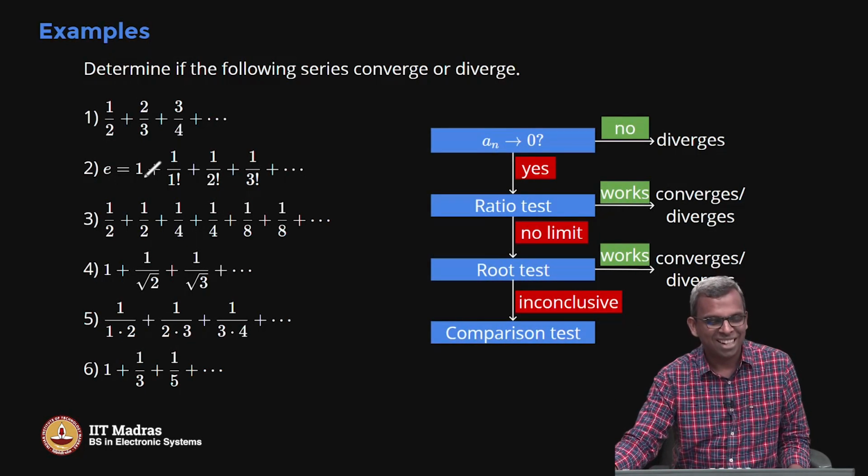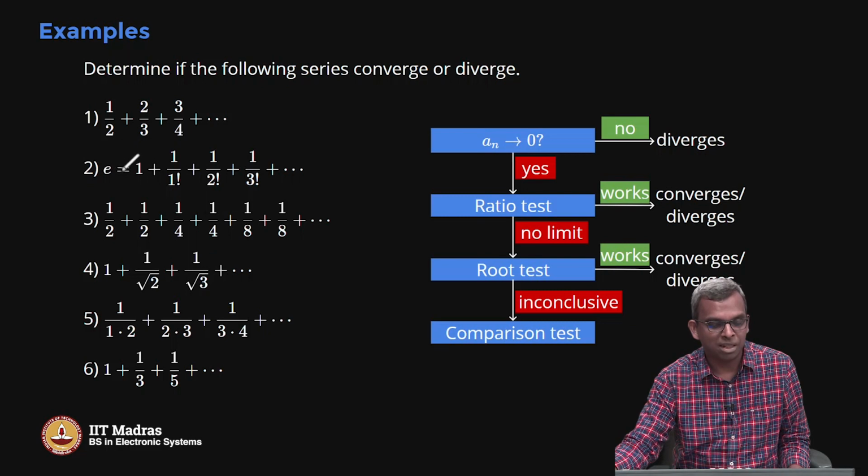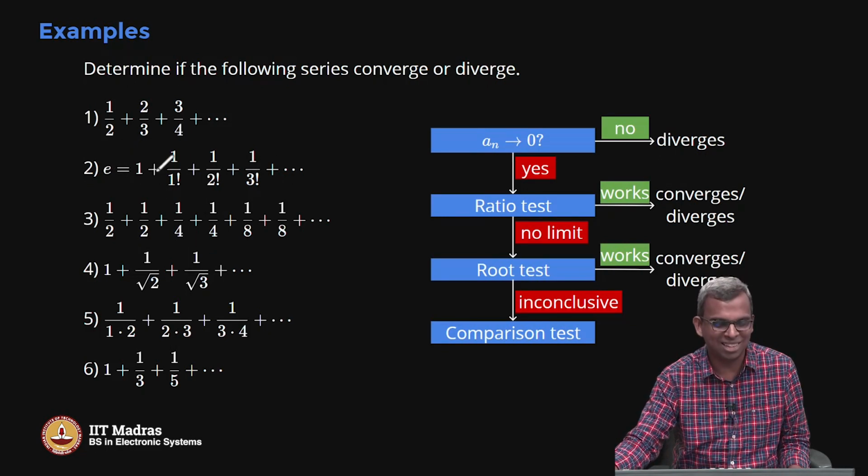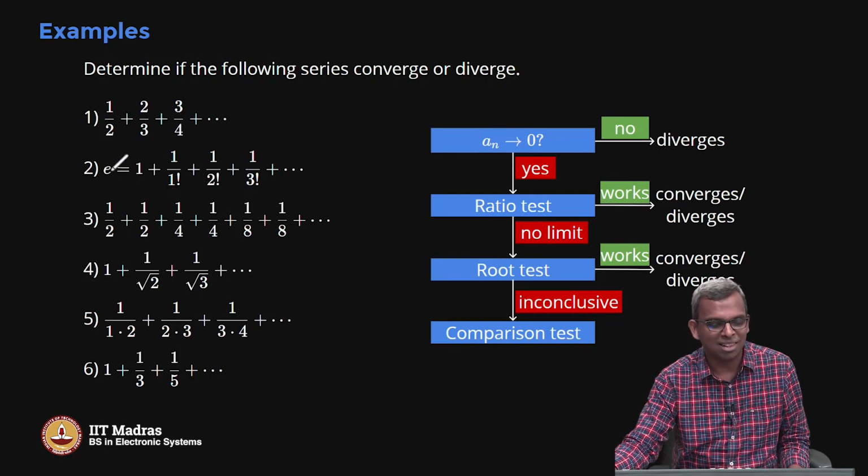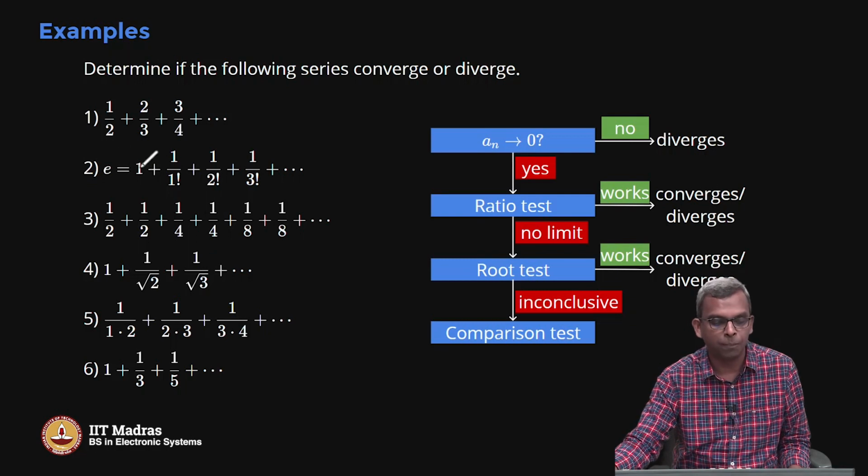The next example is a very famous number. This series has a special notation. It's called e, Euler's constant. Some of you may have seen it: 1 plus 1 by 1 factorial plus 1 by 2 factorial plus 1 by 3 factorial, and so on.